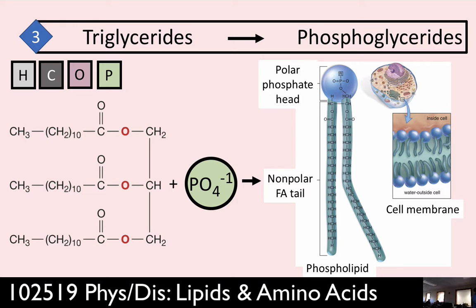It's important here. What did we do? What did we do to the structure? How would you describe the difference between the structure of a triglyceride and a phosphoglyceride? Using like your best chemical language that you describe that.